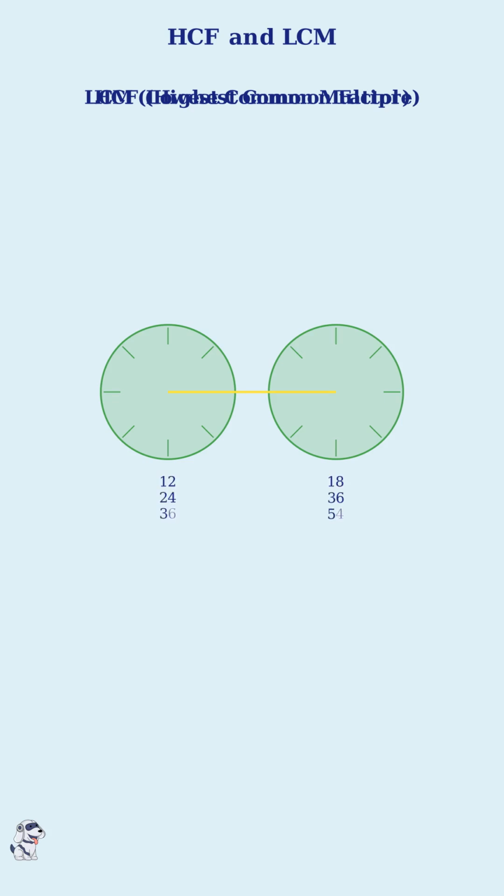The lowest common multiple, or LCM, is the smallest number that both numbers divide into evenly. Imagine two gears that need to mesh perfectly. They need a common multiple to align. Here we see multiples of 12: 12, 24, 36, and multiples of 18: 18, 36, 54. The smallest number that appears in both lists is 36, so the LCM of 12 and 18 is 36.